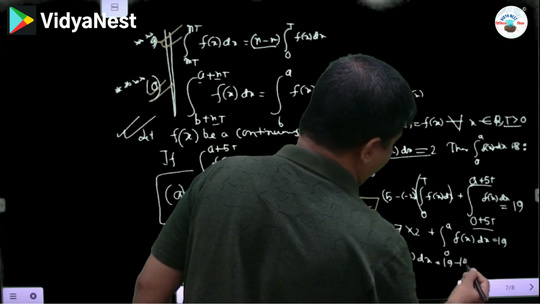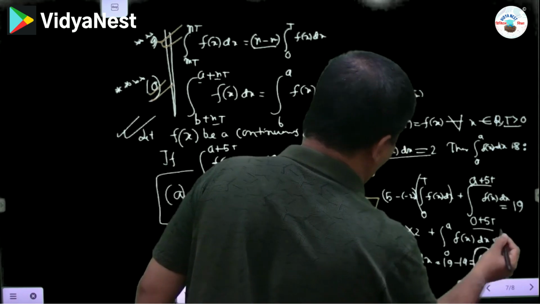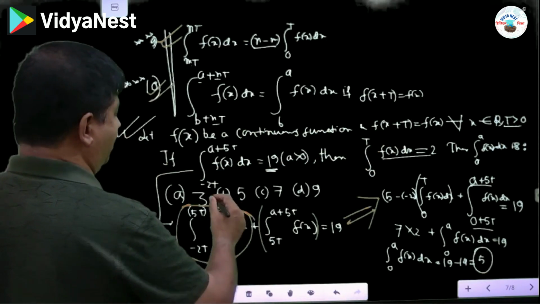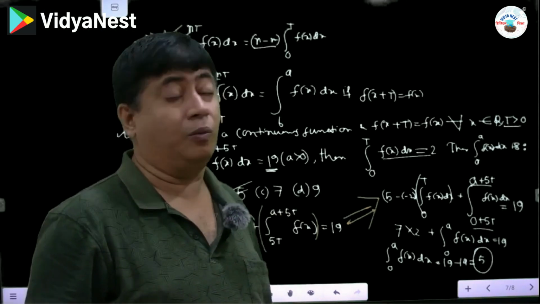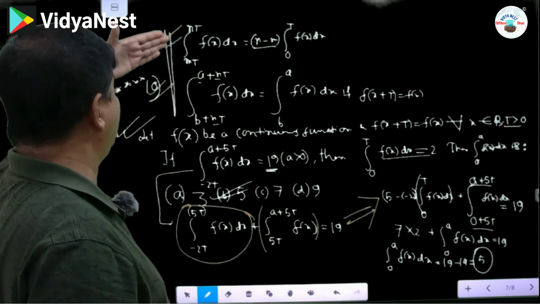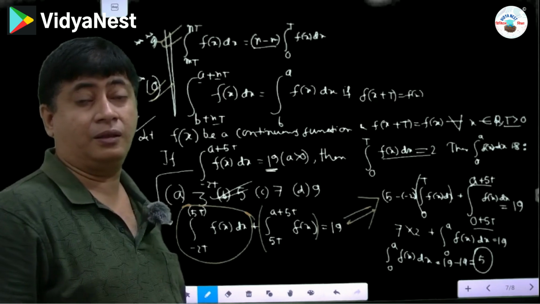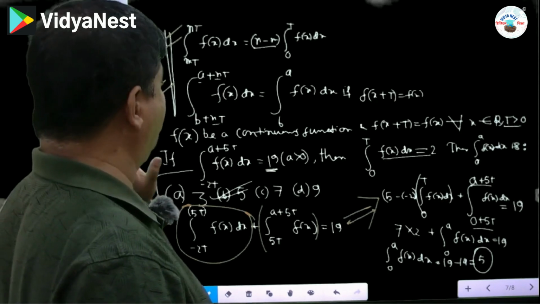19 minus 14, that is 5. So option B is correct. See how good the sum is. Wonderful application of these two important properties. Hope you could follow this sum.